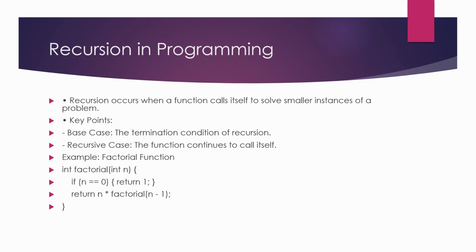Now let's dive into recursion. Recursion occurs when a function calls itself to solve a smaller instance of the problem. Recursion consists of two parts, the base case and the recursive case. The base case defines when the recursion should stop, and the recursive case calls the function again with a modified input. For example, in a factorial function, we keep calling the function with smaller numbers until we reach the base case where n equals 0.